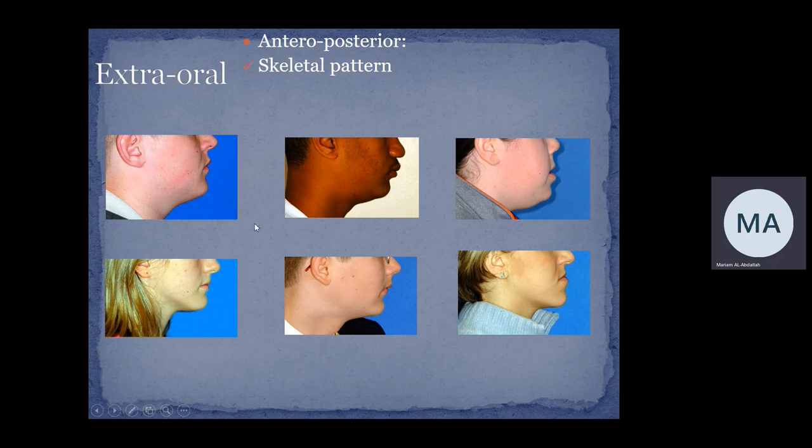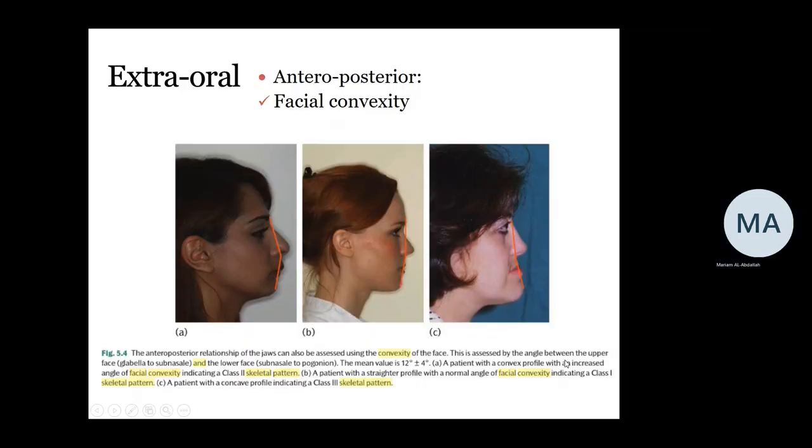So this is a class one. This is a class one, but the patient is actually tilting his head. This is not the natural head position. He's tilting his head upward, but A point is ahead of B point 2 to 4. So this is a class one. This patient has a class one. Here it's more than 2 to 4, so this is a class two. Here is a more obvious class two. This is a class three, and this is a class three skeletal pattern.